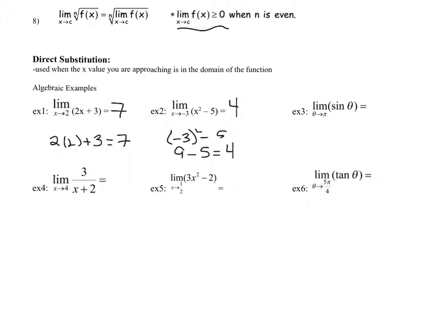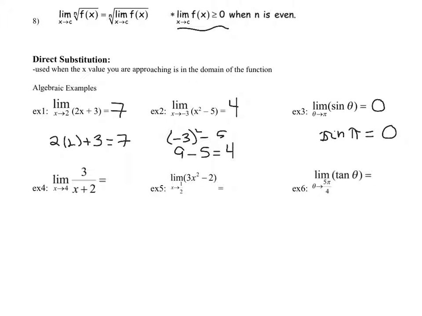The limit of sine of theta as theta approaches pi. Now sine has an infinite domain, so really we're just trying to figure out what is the sine value of pi. Well, if we look at our unit circle, the sine value of pi is just simply 0. Remember, sine is the y value on the unit circle, so if you look there, you get 0.